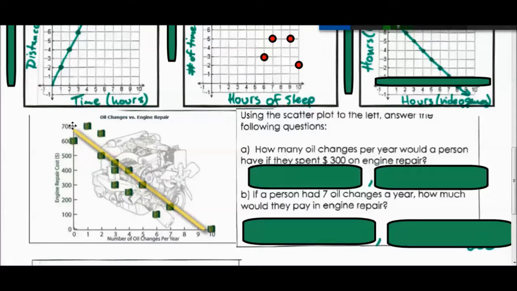It's just trying to cut through as many points as possible. It doesn't necessarily have to hit a lot of points. It just needs to go through the middle of most of these points, just through the middle, the general middle of the scattering of points. We're actually going to use that to figure out these questions.